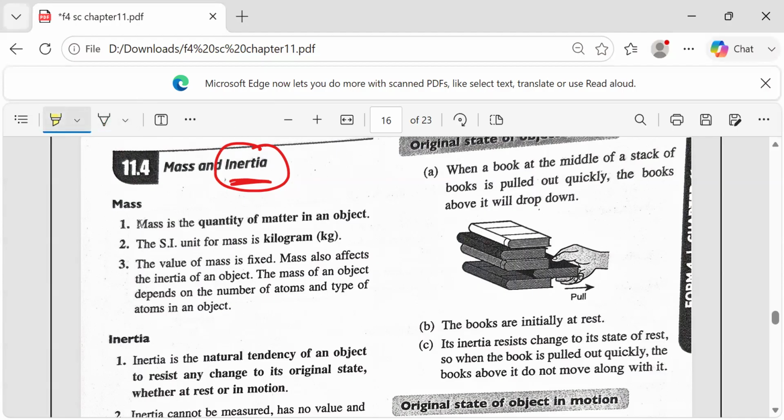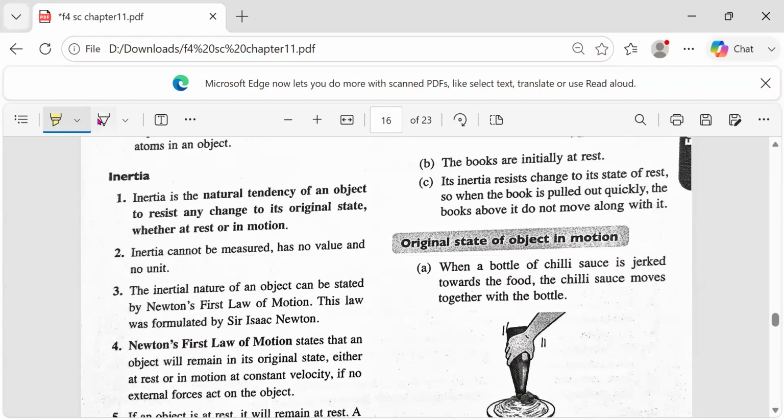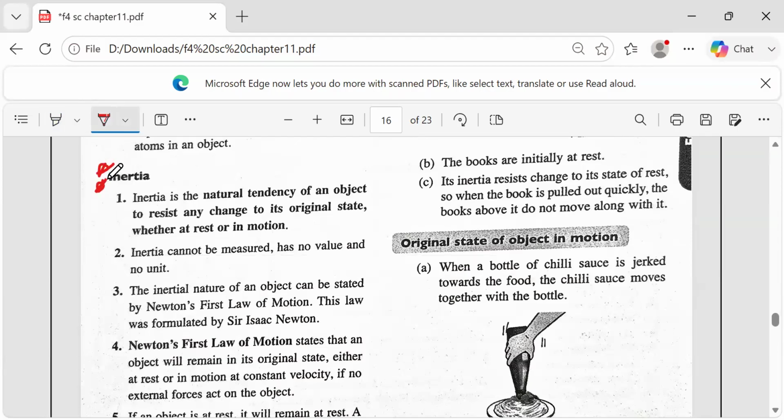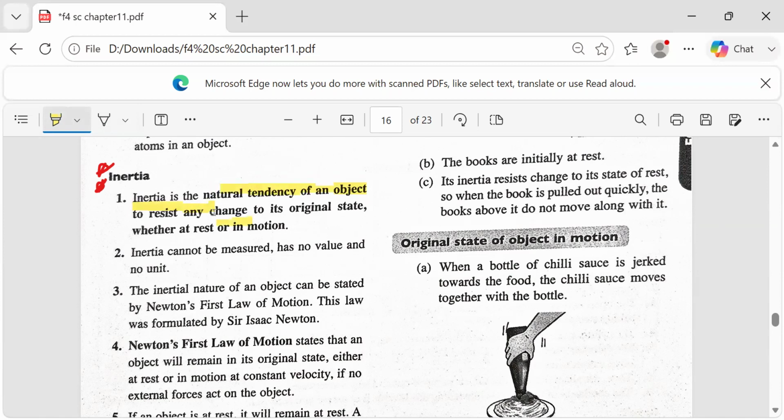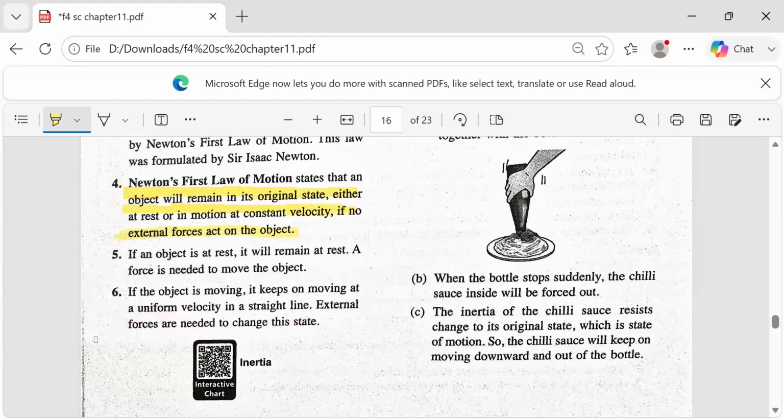Okay, mass is the quantity of matter in an object. Inertia, okay, this is Newton's law. Inertia is a natural tendency of an object to resist any change, whether it's at rest or in motion. So if it's in motion, it wants to stay in motion. If it's at rest, it stays at rest. So this is Isaac Newton's first law of motion. An object will remain in its original state, either at rest or in motion at constant velocity, if no external forces act on the object. Okay?